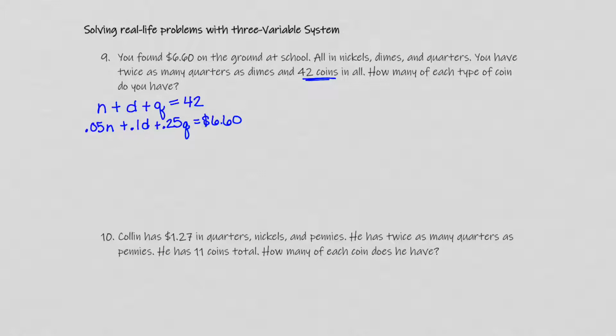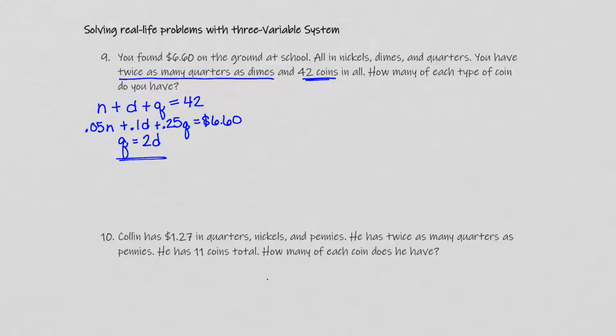All right, and then it tells me I have twice as many quarters as dimes. So for quarters, I take however many dimes times 2, that's how many quarters. All right, so now I have three equations. You can solve this by substitution or elimination. Because of this bottom equation, it's set up to start by substituting, okay?